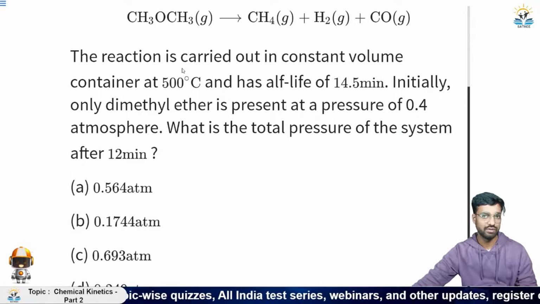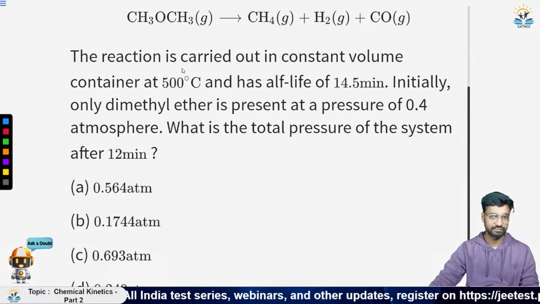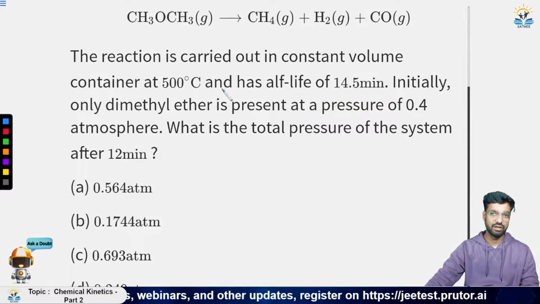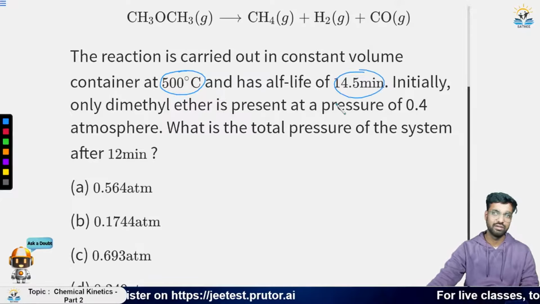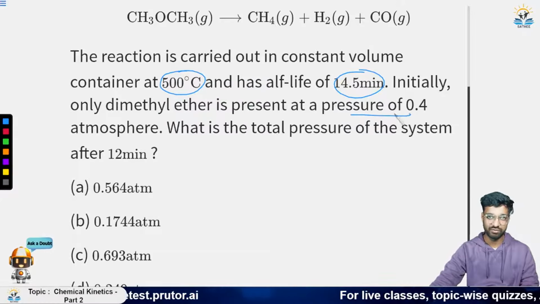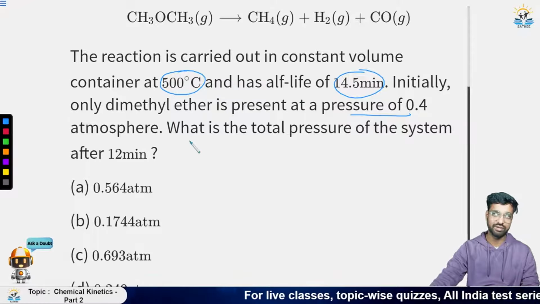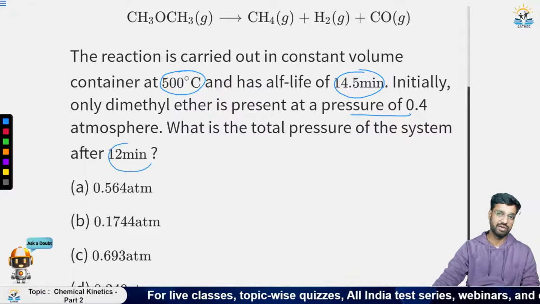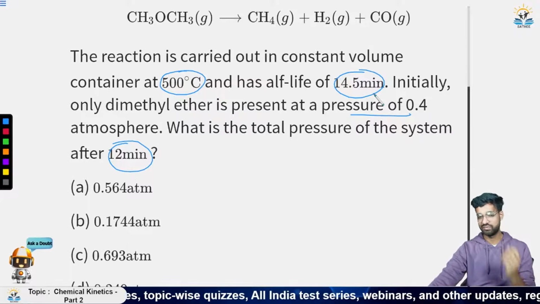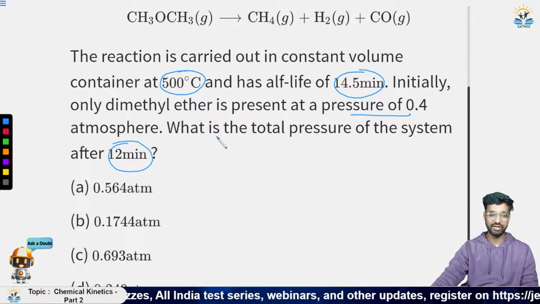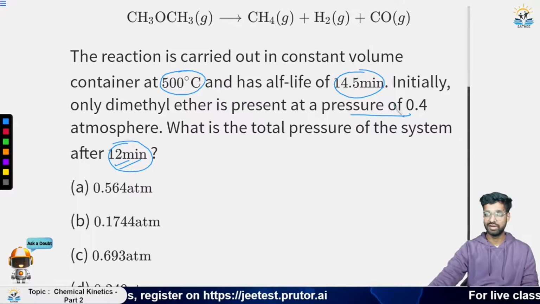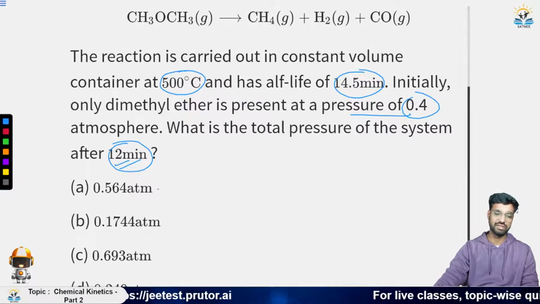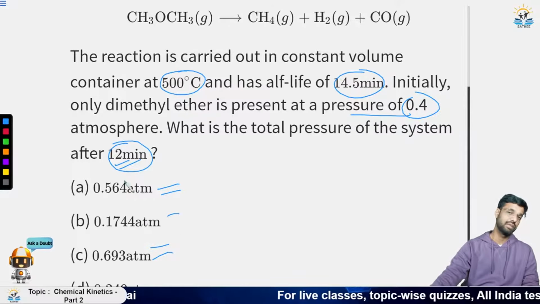So this is the equation we have, and this is the information that is given. It says that temperature is not important, so we are not considering temperature. Half life is given as 14.5 minutes. Initially only dimethyl ether is present at a pressure of 0.4. So the initial pressure P naught is given. What is the total pressure of the system after 12 minutes? So you have the half life, you will find the value of k, then you will find your integrated rate law in terms of total pressure and P naught, and finally you will take the value of t as 12. You have the value of k, you have P naught, put those values and get your answer. So these are the 4 options you have.